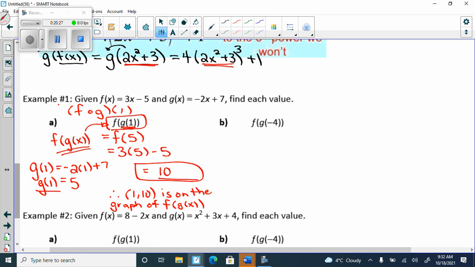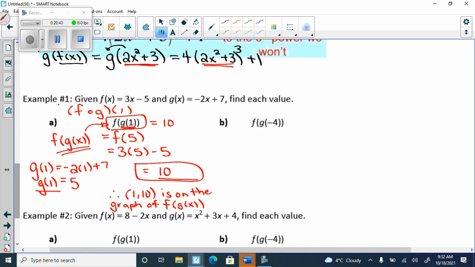But if you're not writing it as a coordinate, then it's just f of g of 1 would equal 10. Yep. So this is the answer. f of g of 1 technically equals 10. That's the answer. That's it.